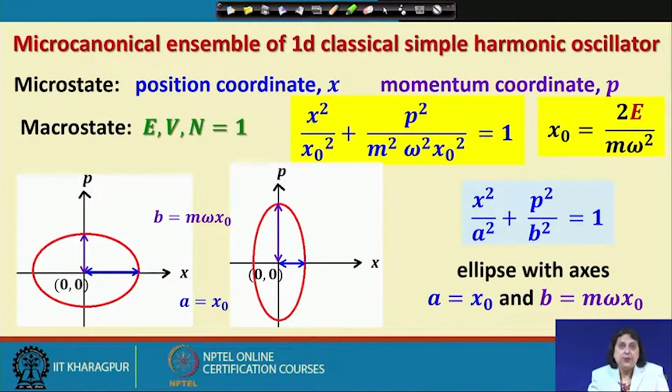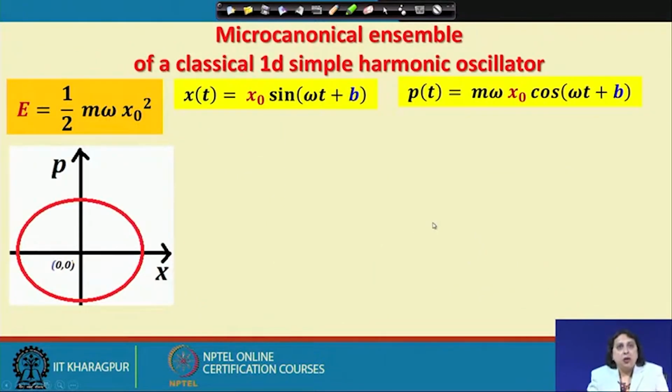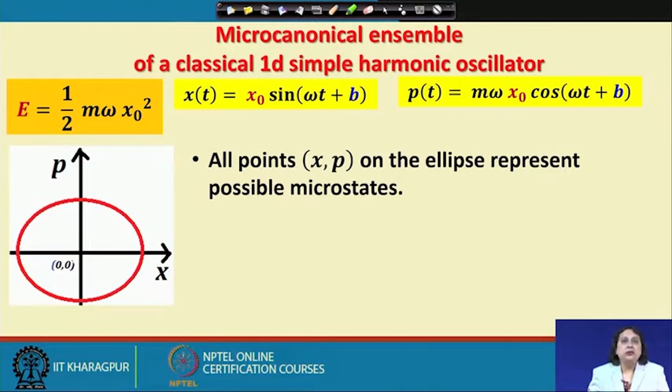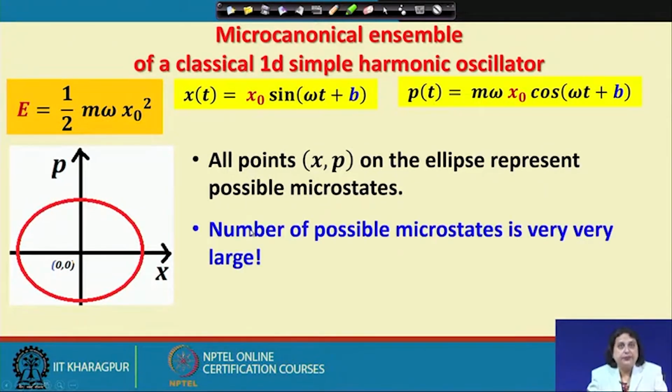And any point x and p which lies on this red curve representing the constant energy surface in this two-dimensional space is a representation of a microscopic state which obeys the condition that the total energy E is fixed, it is present in a constant volume, and the number of particles is equal to 1. Now, in this case, we can also say that all points on this red curve are the possible microstates for this given ensemble.